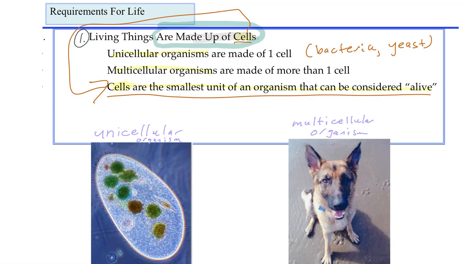This video is going to explain the properties of life and the different levels of living things that exist. I'm going to start with properties of living things. First of all, living things are made up of cells. Cells, by definition, are the smallest unit of a living thing that can be considered still alive. A living thing is called an organism.